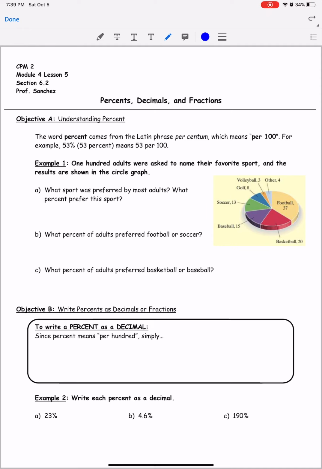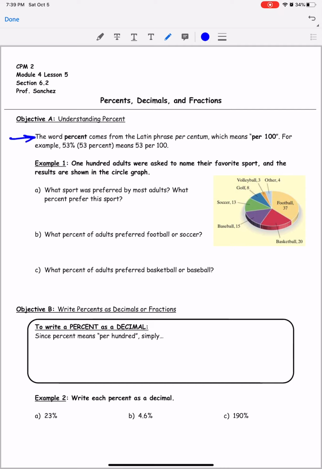So in this lesson, we're going to be given, let's say, a percent and have to convert it to either a decimal or a fraction. Or we could start in decimals and have to go to percent or fraction. Or be given a fraction and have to go to a percent or a decimal. So we're going to be given one of the three and asked to go to one of the other two.